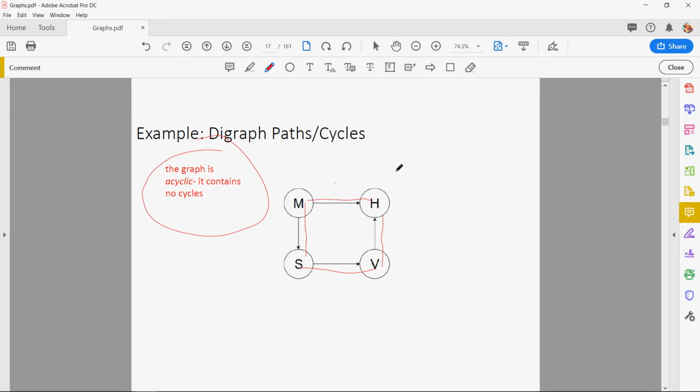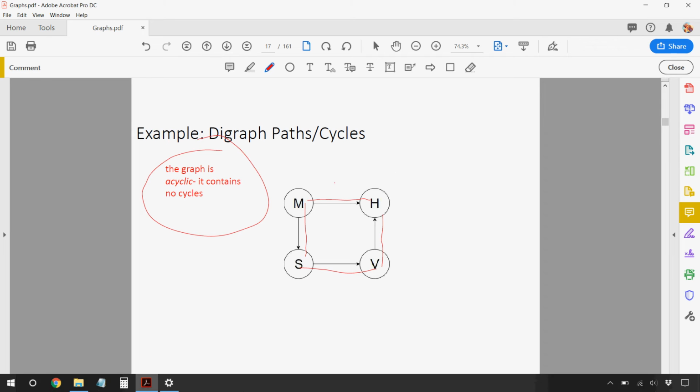And remember that for a digraph, you have to take that directionality into account both when looking at paths between nodes to see if there's a path that exists between two vertices, and also to see whether there's any cycles.